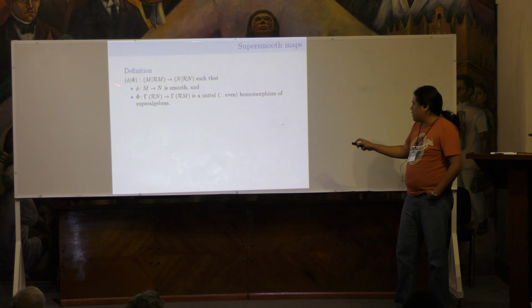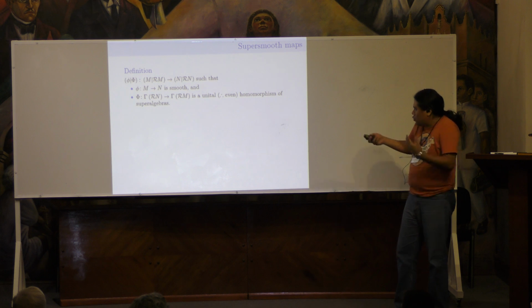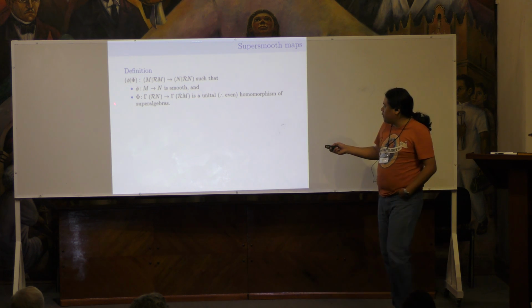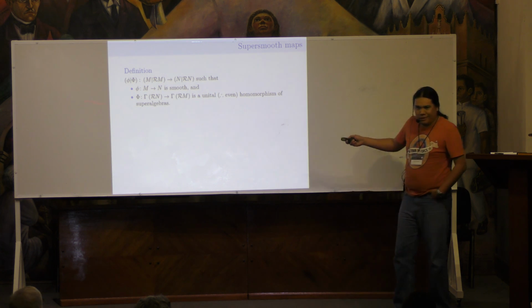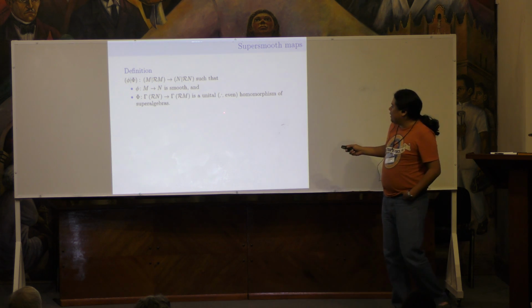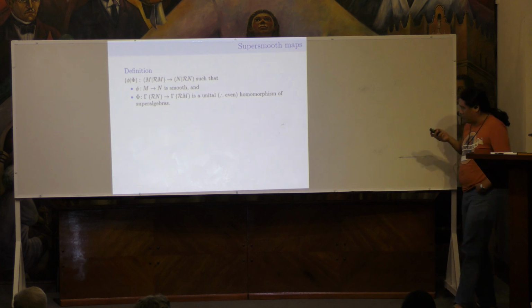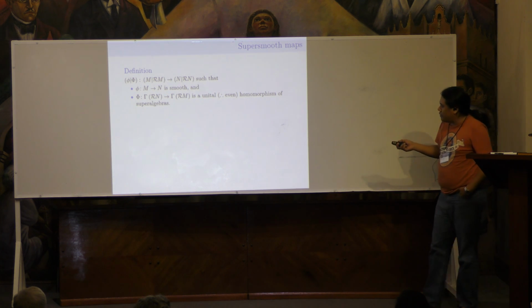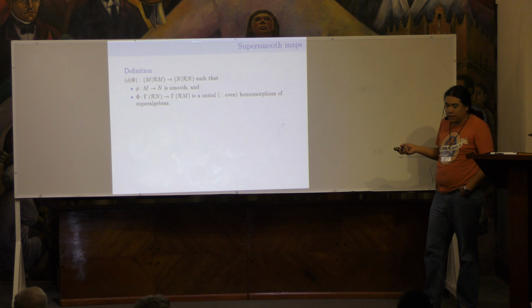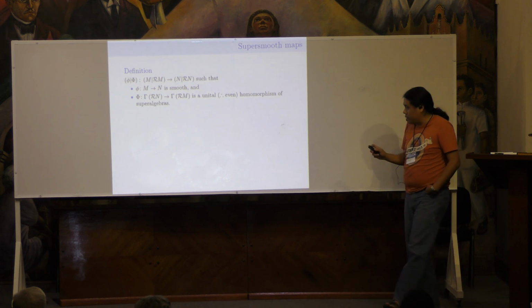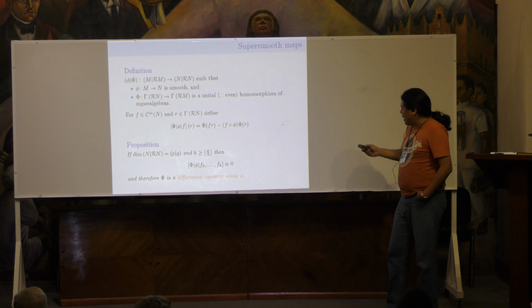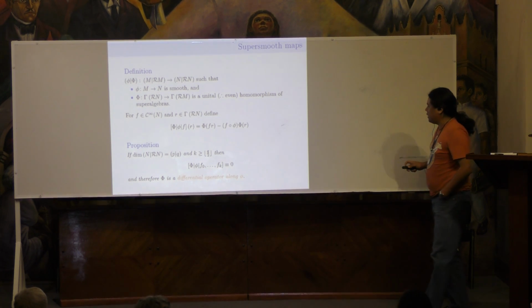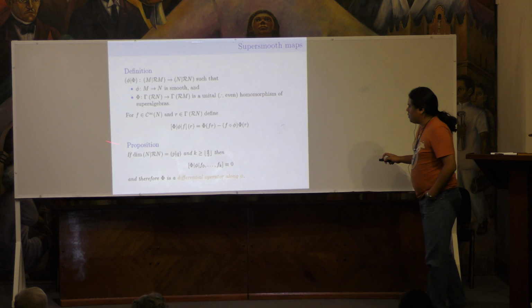It consists of two parts. The first one is a usual smooth map between two manifolds, and the other one goes the other way around. This is necessary, and it's a unital homomorphism of superalgebras. That means that one goes to one, and this forces the morphism to be even. So now I can tell you something about these things, and we can define this commutator.